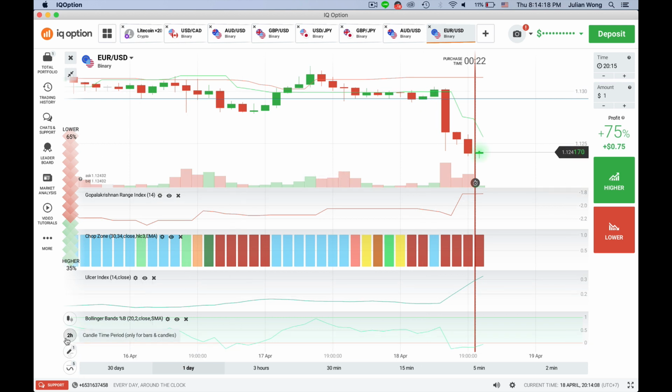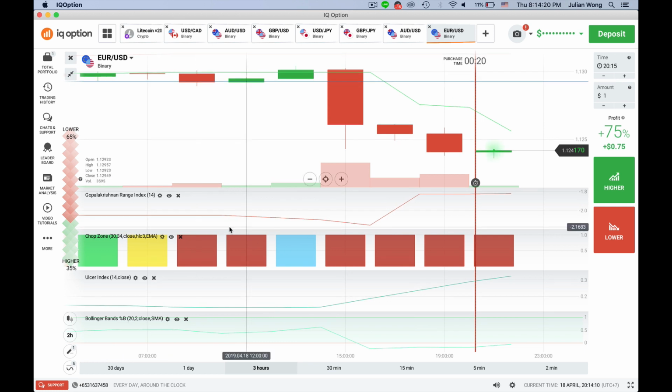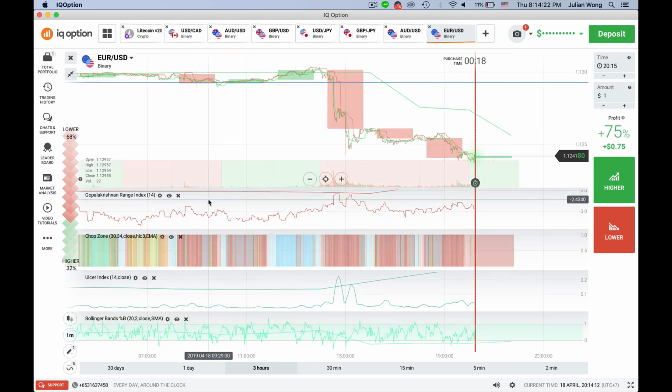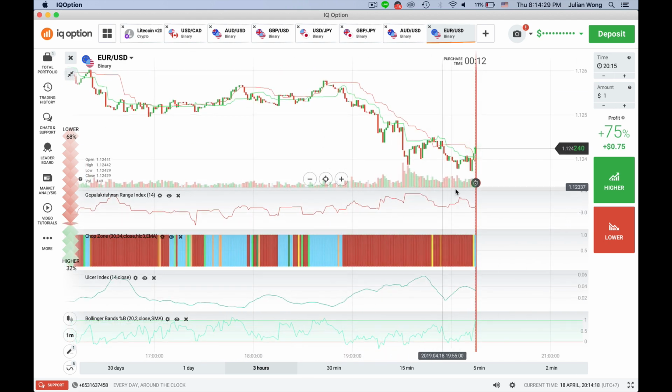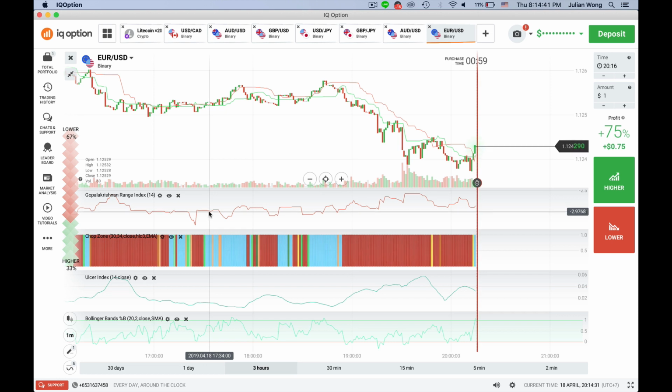Now the next one that we're going to go into is the Gopalakrishnan Range Index. I know the name sounds really funny. And how this comes in handy is that there is a line right here, and anything below that just means something that's really dead, or rather, when it takes off away from the line, you see that things are in movement.